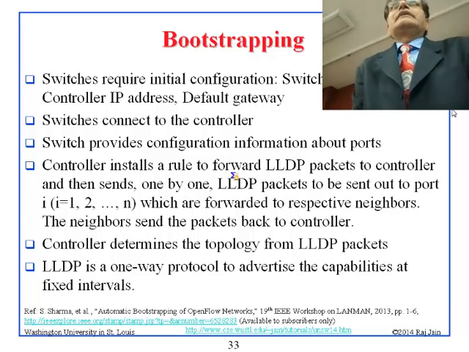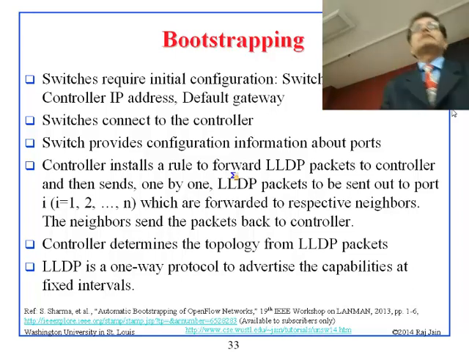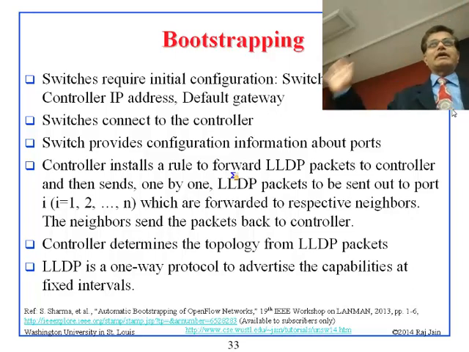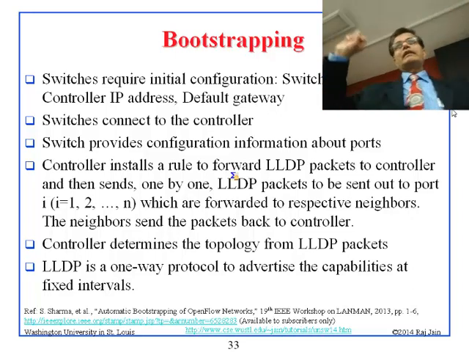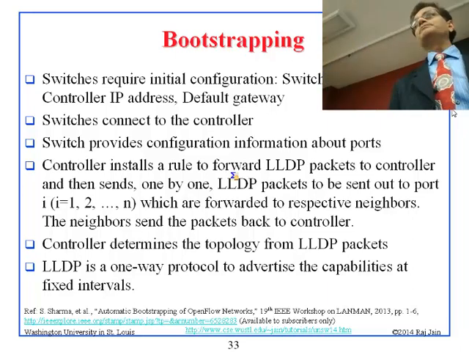So the controller says, okay, put this entry on table number one. The entry says that whenever you get a packet from this controller with this field, which I'm going to explain in a minute, that is an LLDP packet, send it to all your ports. LLDP means link layer discovery protocol. That is the packet which every Ethernet switch sends to all its neighbors, saying, look, I am such and such, and I am connected to you. That way you find out who is connected to whom.